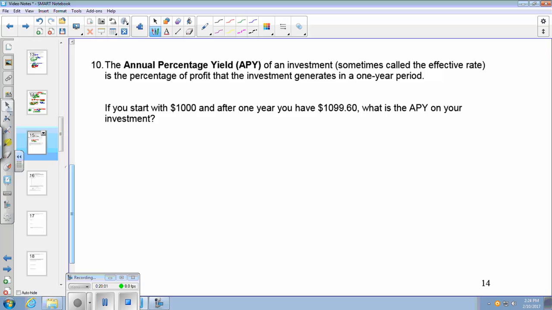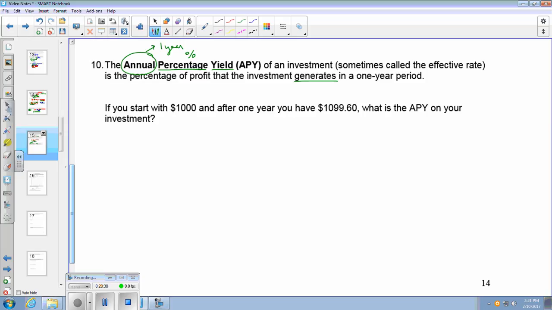Number 10: the annual percentage yield, or APY, of an investment, which is sometimes called the effective rate, is the percentage of profit that the investment generates in a one-year period. Annual is where we get the one-year period, percentage means we report it in percent form, and yield is the money that comes in, the generating piece. How much money did you generate? For an example, if you start with $1,000 and after 1 year you have $1,099.60, what is your APY, your annual percentage yield?